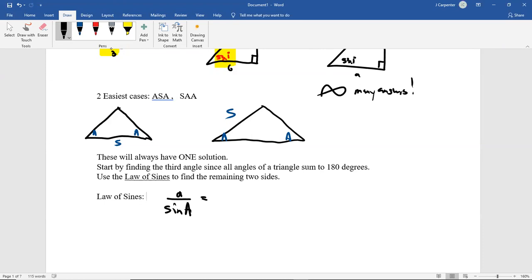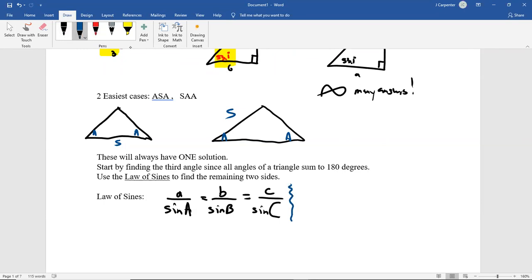All right, so the law of sines is little a over the sine of big A. Little a is going to denote lengths. Capital A will denote angles. So this is equal to b over the sine of capital B. But it's also equal to c over the sine of capital C.